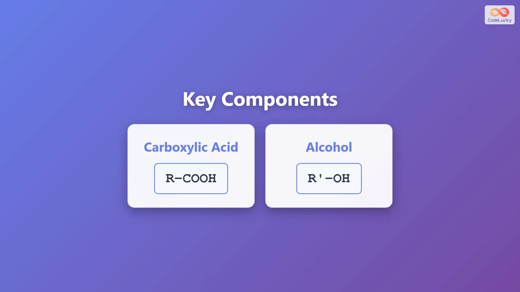Two key components are needed to form an ester. First is the carboxylic acid, with the formula R-COOH, which provides the carbonyl group and oxygen. Second is the alcohol, R'-OH, which contributes the alkyl group. When these two react together in the presence of an acid catalyst, they combine to form the ester linkage.